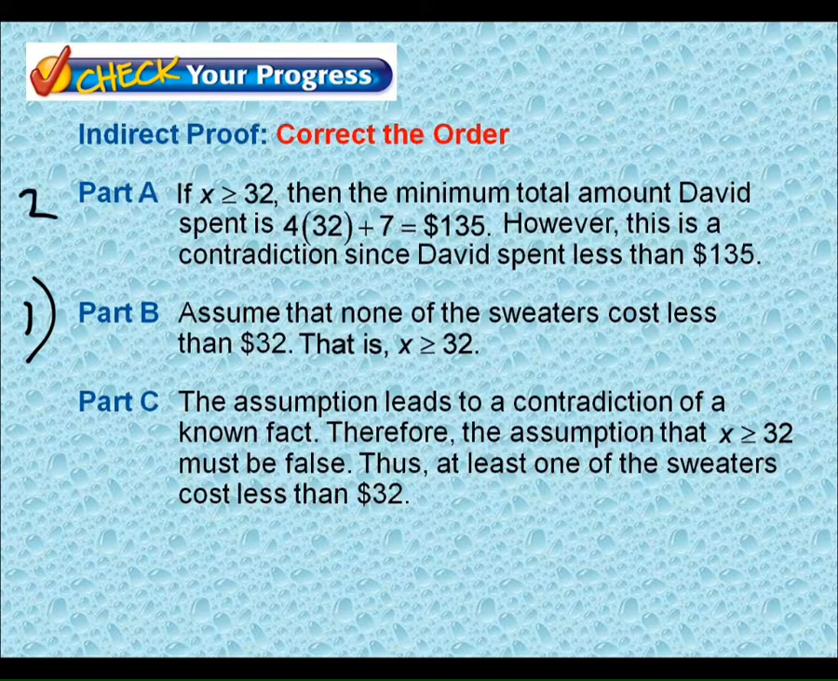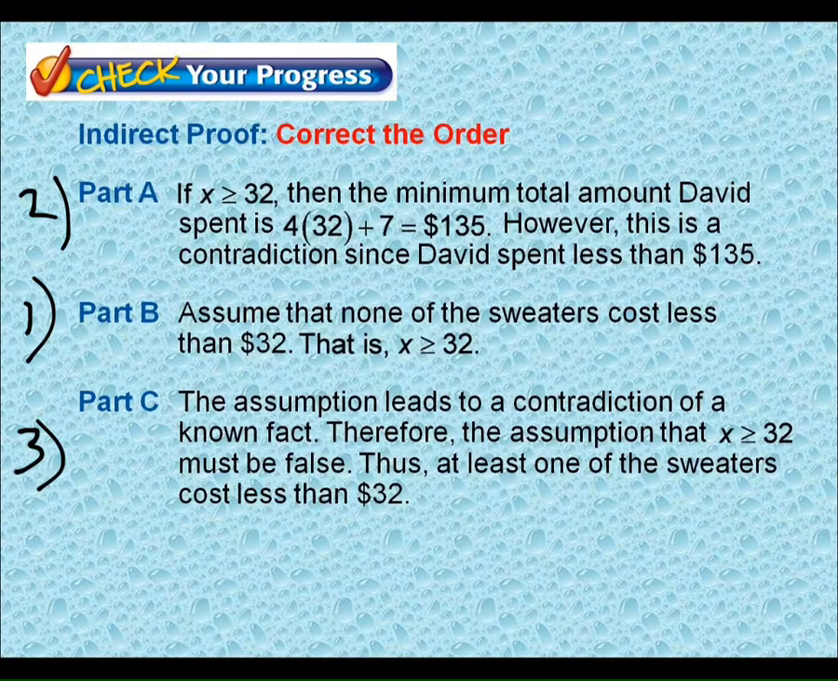Yes, A would be next. Because we would say if X is greater than or equal to 32, then if we plugged in the minimum number here, 32, we would get 4 times 32 plus 7, which is $135. But that's a contradiction because it said he spent less than $135. And now we have it equal to. Therefore, our assumption led to a contradiction. So our assumption is false. Therefore, the opposite of the assumption, or what we were trying to prove earlier, must be true, and one of the sweaters has to be less than $32.